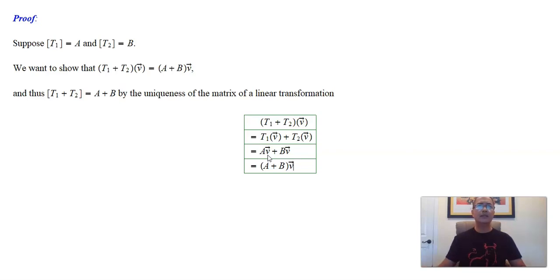Okay. So this tells us that the matrix of T1 plus T2 has to be A plus B. And of course, who are A and B? A is the matrix of T1 and B is the matrix of T2. So we can write that down here. That is the same as the matrix of T1 plus the matrix of T2. Okay.